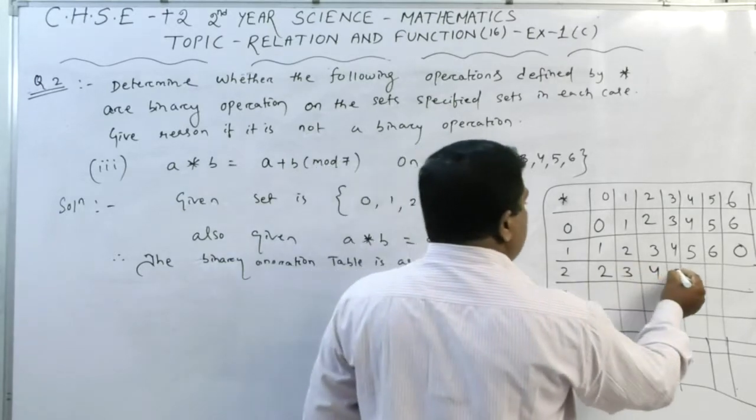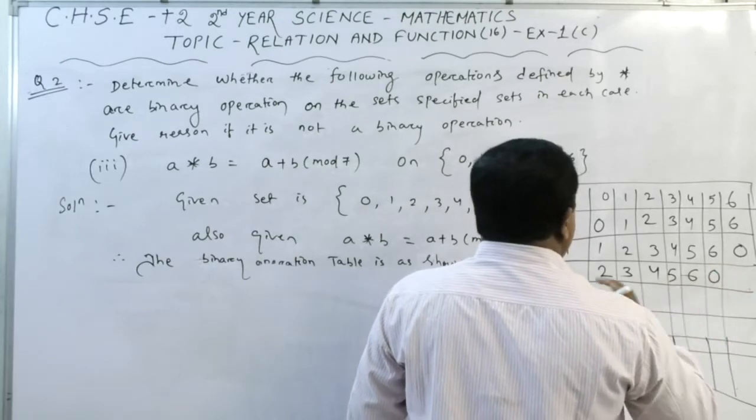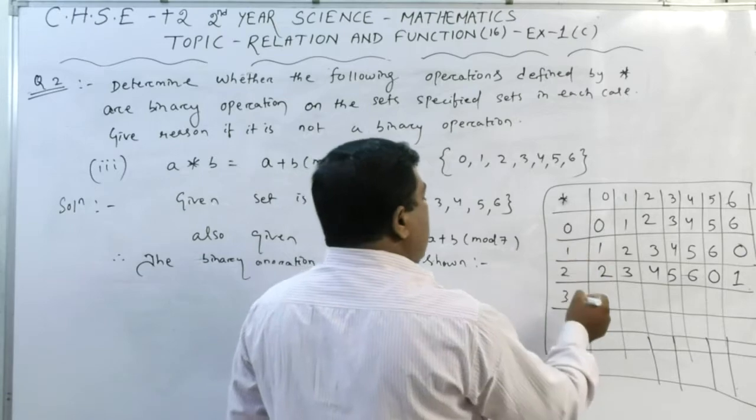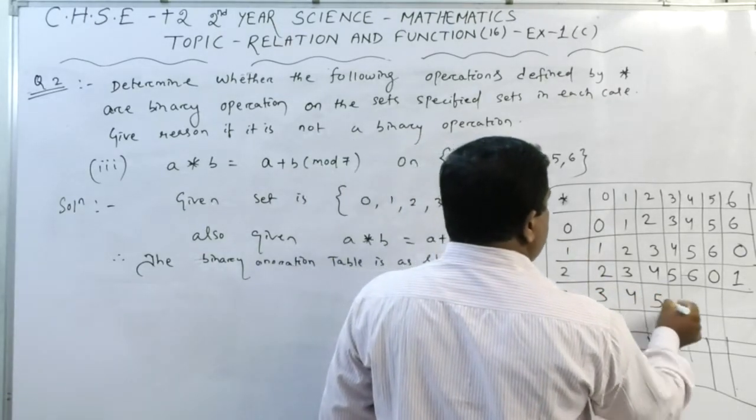And similarly it is 5, it is 6, it is 7, so it is 0. And 2 plus 6, 8, so the remainder is 1. So 3 star 0 is what? It is 3. And it is 4, it is 5, it is 6.